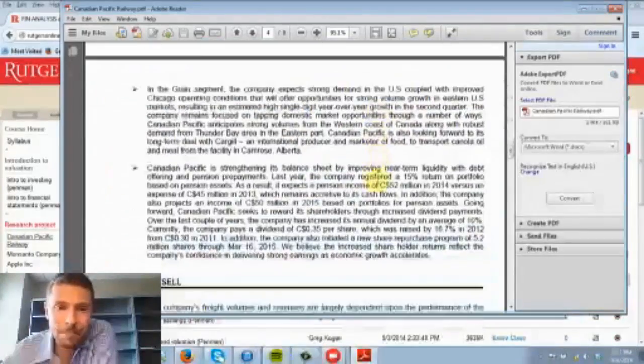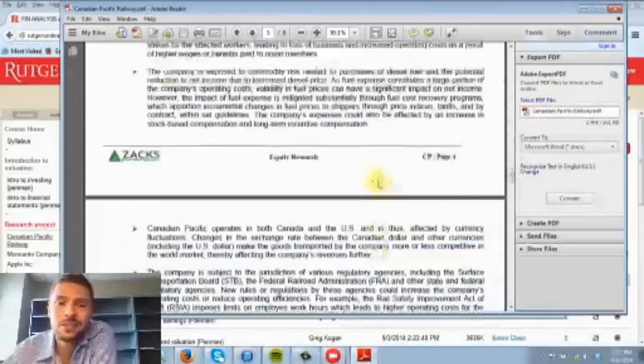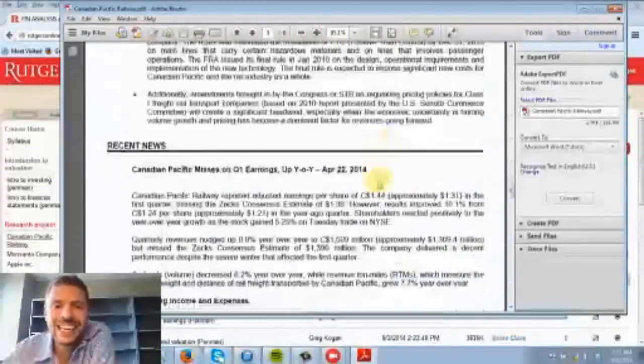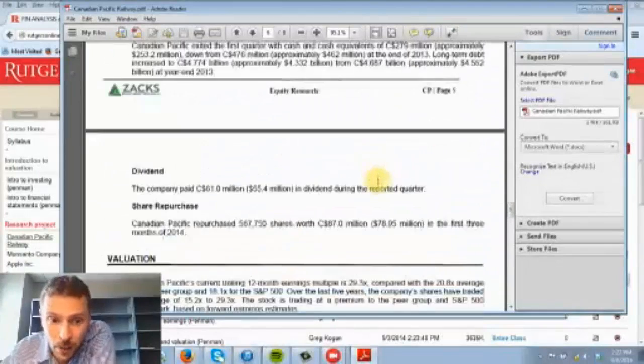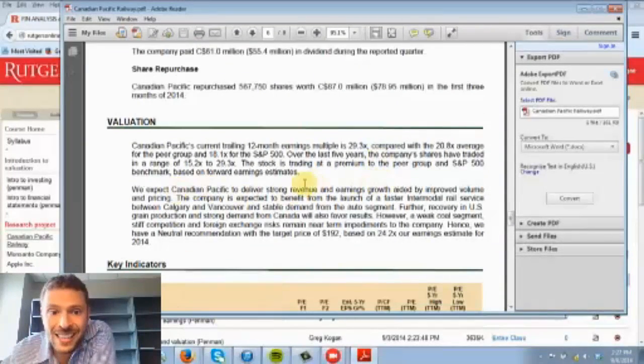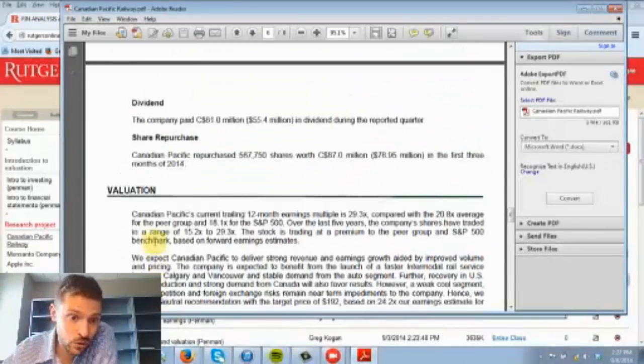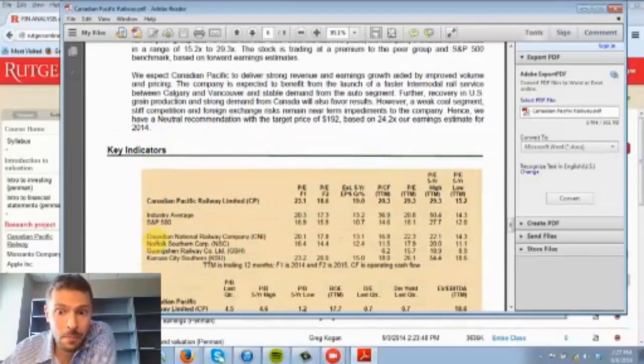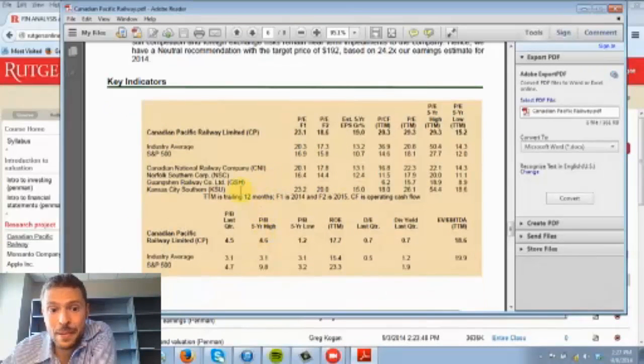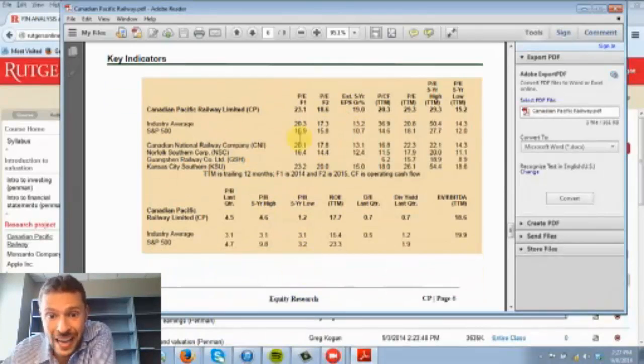So that's a big part of fundamental analysis, is getting an understanding of the story, as well as getting an understanding of the financials, right? And next week I'm going to go over key indicators, the competitors and the multiples. It's something we'll get into next, but it is also available in this report right here.